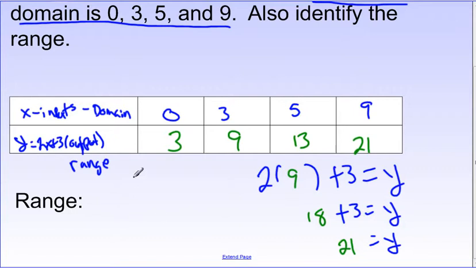So the last thing it tells us to do is identify the range, which is 3 and 9 and 13 and 21. Again, the range are the y values. The domain is the x values.